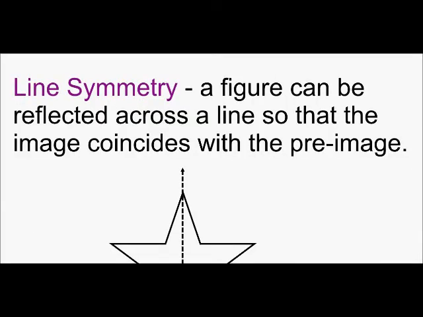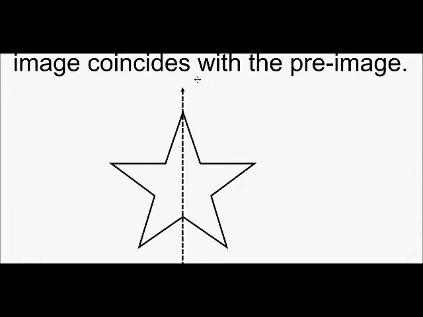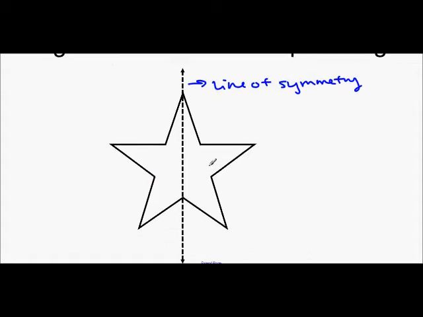Okay, next up, changing gears a little bit here, talking about line symmetry. A figure can be reflected across a line so that the image coincides with the pre-image. So basically line symmetry, you can see my dotted line here. This is my line of symmetry. You have line symmetry when you can fold your picture in half and it overlaps completely perfectly. So it is basically a reflection across the line of symmetry, if you want to think of it that way.